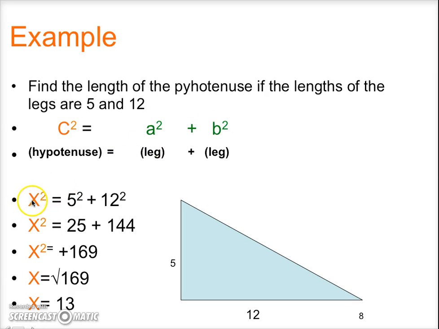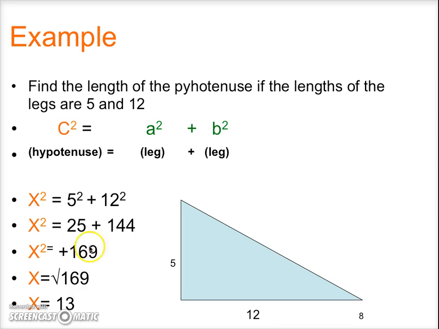And what will we do now? We're going to be using x instead of c in this part of the equation right here. So x squared equals 5 squared plus 12 squared. X squared equals 25 plus 144. X squared equals 169, because 25 and 144 equal 169.